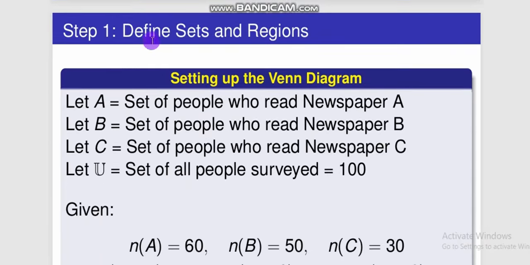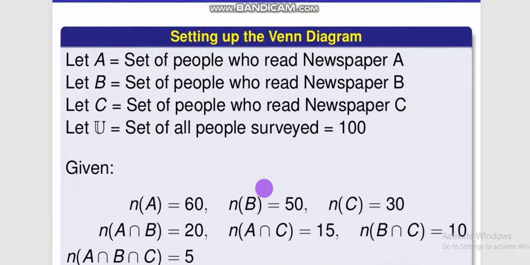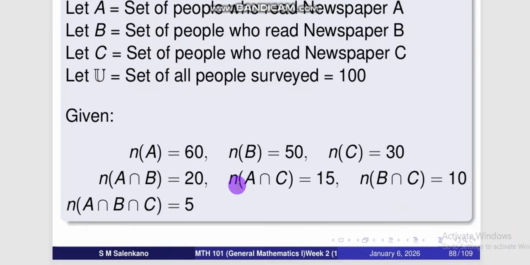The first step is to define the sets and regions, right? Setting up the Venn diagram. Set A is the set of people who read newspaper A, and then B, and then C, for newspapers A, B, C. Then you have the universal set for all the people surveyed, and there were 100 people surveyed, so your universal set is 100. Now the cardinality, the number of people in each set, is given.